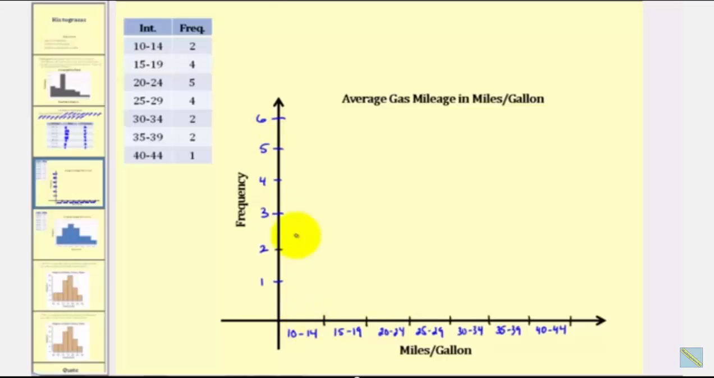And now we'll construct a bar for each bin or each interval. So for the interval from 10 to 14, the frequency is 2, so we make a bar with a height of 2. The interval from 15 to 19 has a frequency of 4, so we make a bar with a height of 4 over this interval.